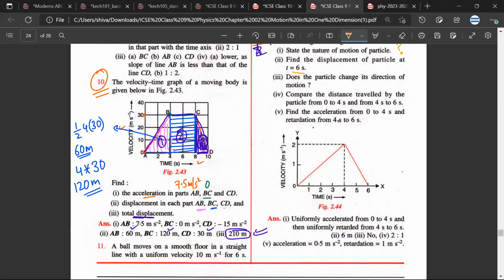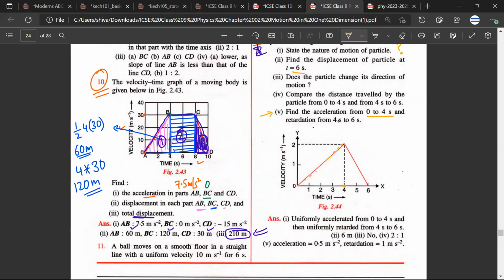Let us look at the graph. From 0 to 4 seconds, if you see, the acceleration is positive. Why? Because the slope of the graph is positive. Do we agree to this? Yes. Anyway, we have to calculate the acceleration from 0 to 4 in the fifth part.